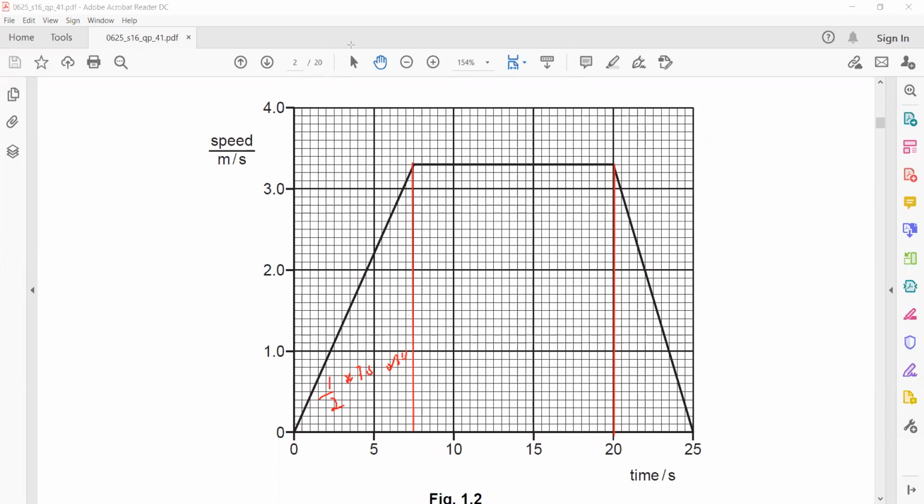Question number 2, any doubt in question 2? Any part of the question? 2A, 2D. Okay.